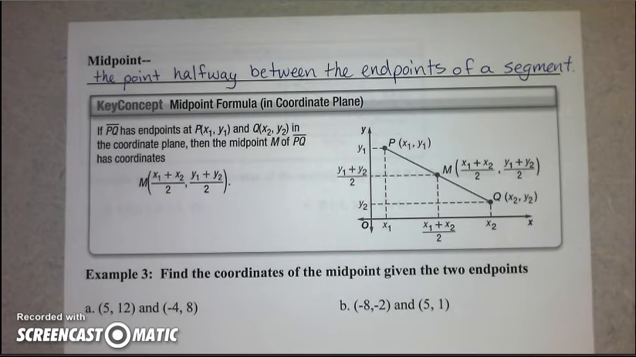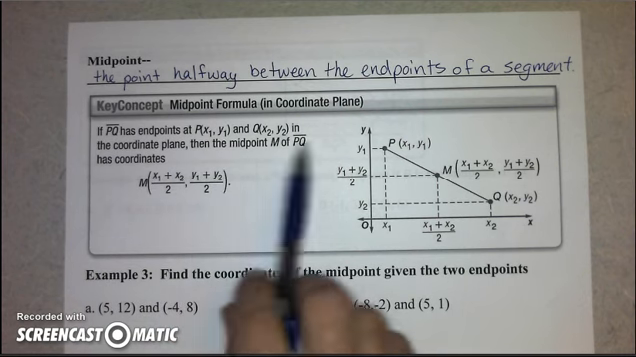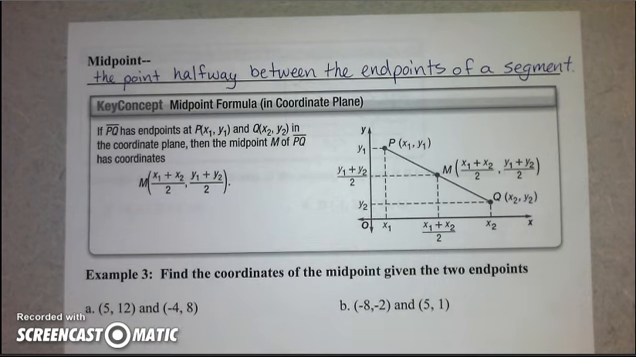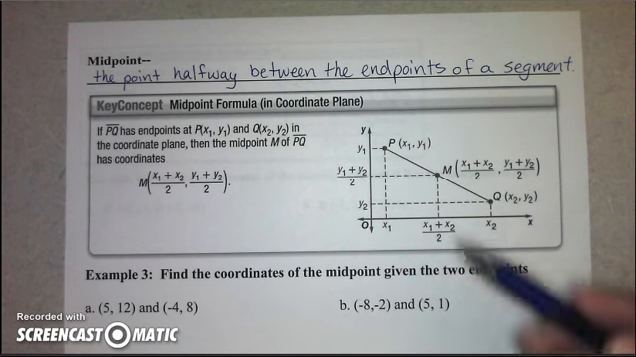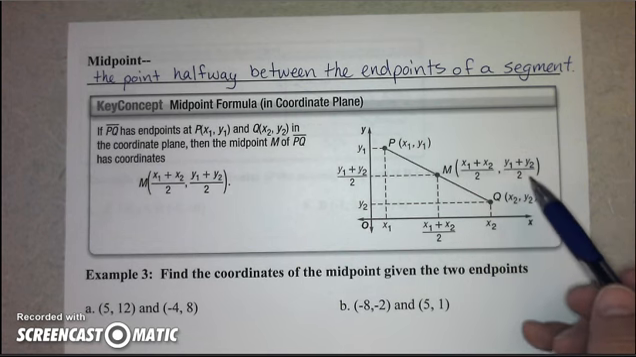And so in our coordinate plane, we don't really talk too much about midpoint on a number line in one dimension because you just count halfway. But in the coordinate plane, we actually have to do a little bit more work. And so what we actually end up doing is taking the average of the x's and the average of the y's.